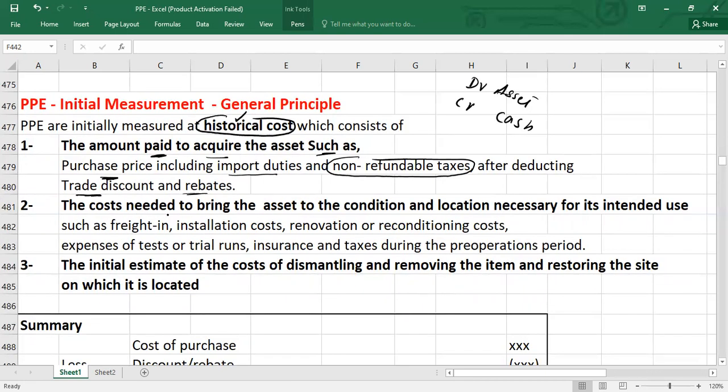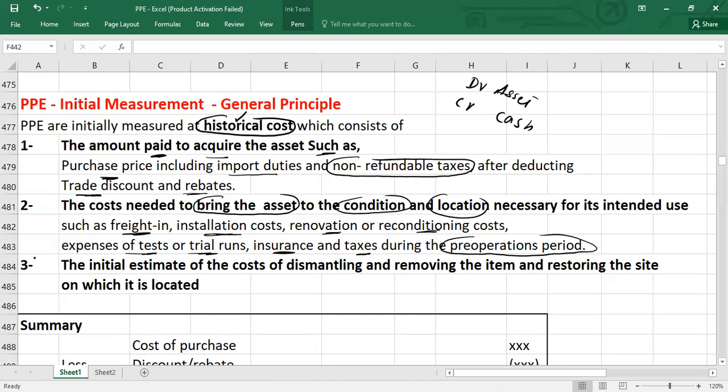Then the second thing, it might include all the costs needed to bring the asset to its present condition or location. So these costs might include freight in, installation cost, renovation cost, reconditioning cost. Okay, it might also include the expenses of test and trial runs. It might also include the insurance cost, but until the date when the asset is ready for use. Okay, it might also include taxes during the pre-operation period. So this is the general rule.